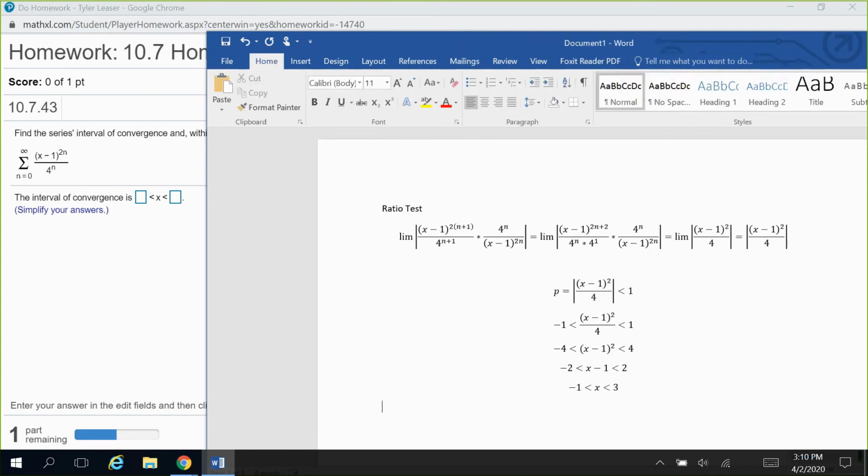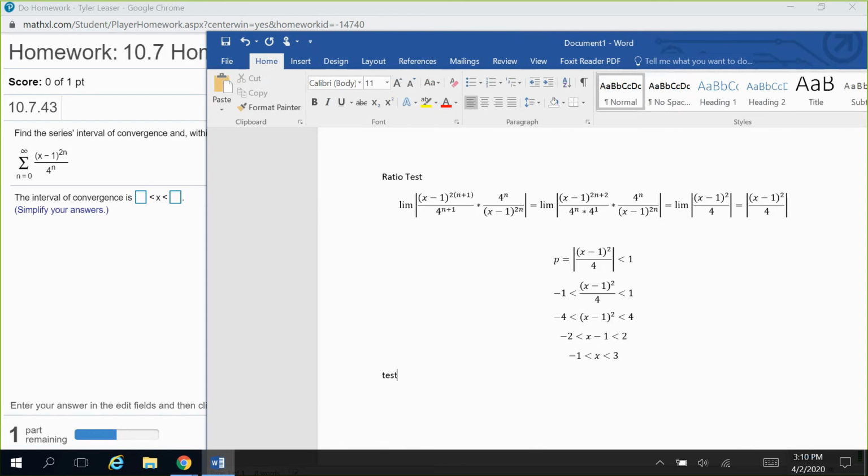Okay. So once we have the interval like this, now we have to test the endpoints. So we'll test x equal to -1 first.